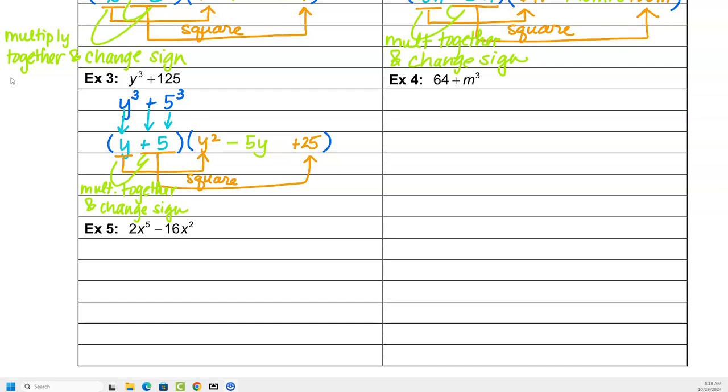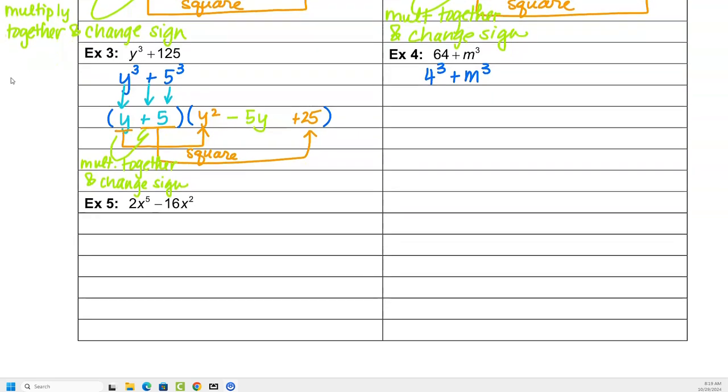Okay, so let's try the next one. 64 is a perfect cube. It happens to be 4 cubed. And then obviously m cubed. There is no GCF, right? I should be asking that question. There's no GCF. So I'm going to write my small group, big group, because it looks like it's the sum of cubes. Why don't you guys try and factor this one and compare it with mine?